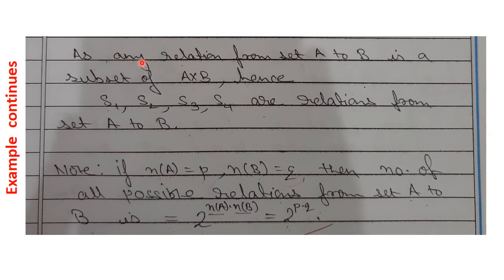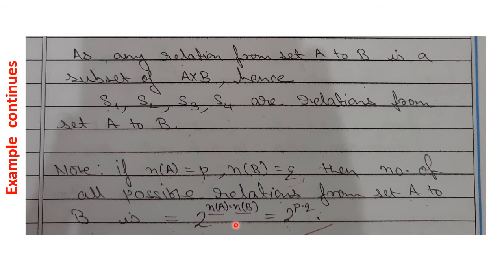As any relation from set A to B is a subset of A cross B, hence S1, S2, S3, S4 are relations from set A to B. Now, if the number of elements in set A is P and the number of elements in set B is Q, then the number of all possible relations from set A to B will be equal to the number of subsets of A cross B.